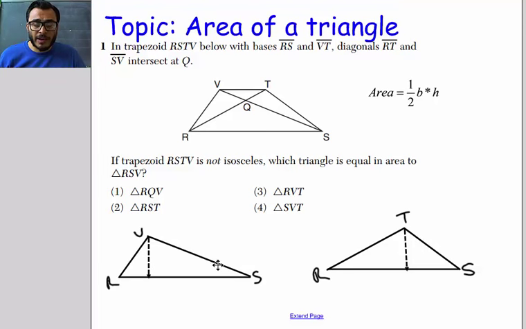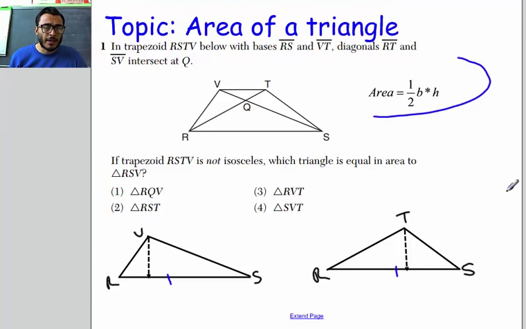And by the reflexive property, you'll see that both of these triangles also have the same base. So these two triangles have the same height, they have the same base, and since the area of a triangle is half base times height, these two triangles will be equal in area. So the answer is choice 2.